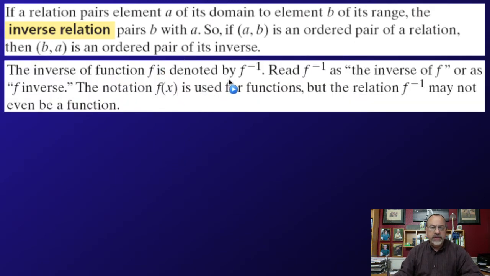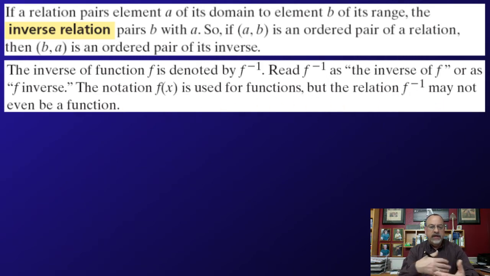Now, there's some new notation that we want to look at. The inverse function notation is f negative 1. This is not f to the negative first power, and in fact, we seldom see this written as a negative 1 power. In mathematics, this almost always represents the inverse. So we read this as the inverse of f, or f inverse. The notation f of x is used for functions. The relation f inverse may or may not be a function.